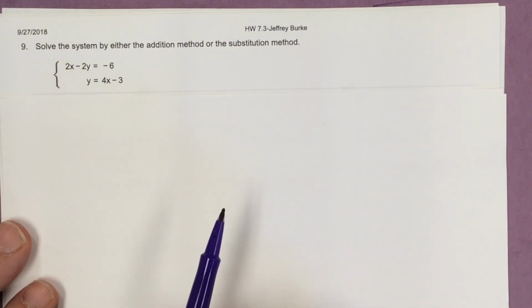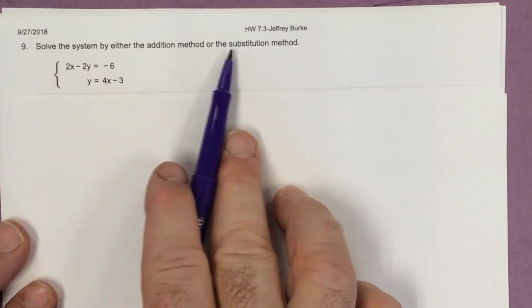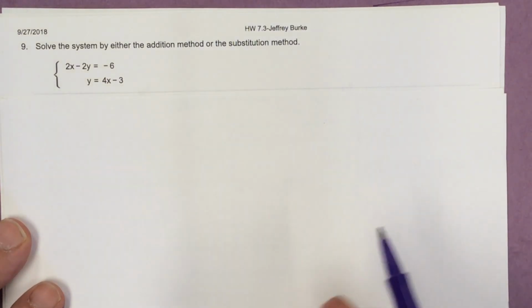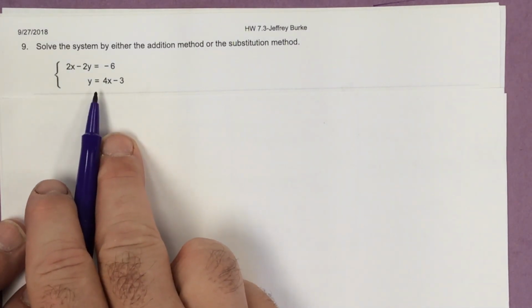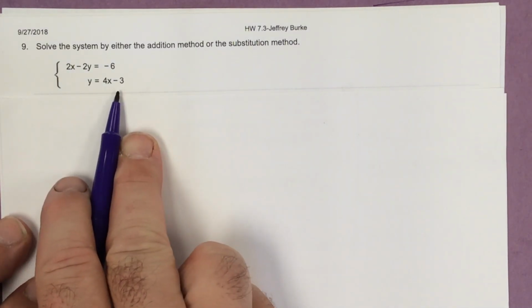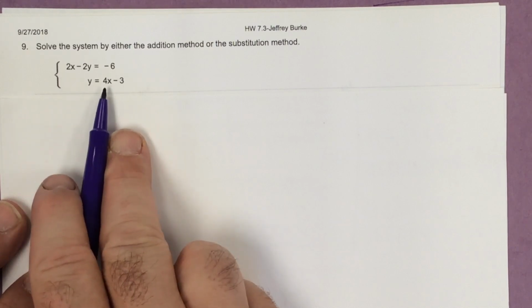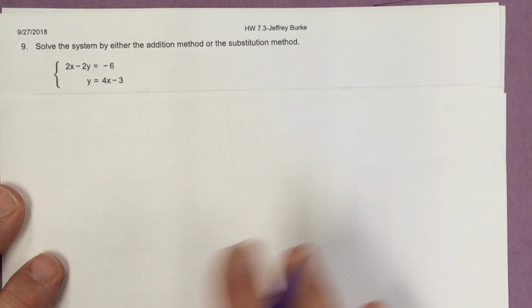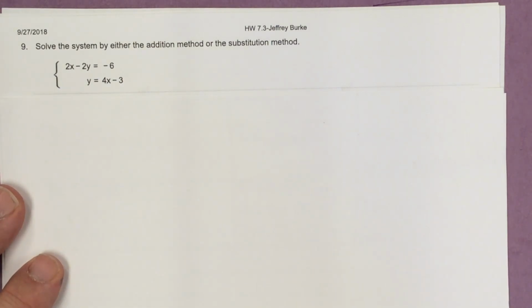So in this system, it says that you can use the addition method or the substitution method. If you were to choose the substitution method, since y is equal to 4x minus 3, you would use the second equation to put it in the first. I'm not going to work this one all the way through, but I am going to show you how to change this in order to make it work.